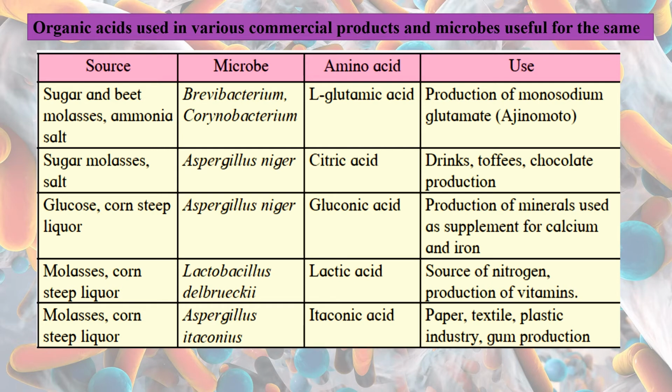Okay, so molasses, corn steep liquor, Lactobacillus delbrueckii, and the acid which is there is lactic acid. It is a source of nitrogen and production of vitamins. The last one is molasses, corn steep liquor, and the microbe which is used is Aspergillus itaconicus, and the acid is itaconic acid. It is used in paper, textile, plastic industries, and gum production.